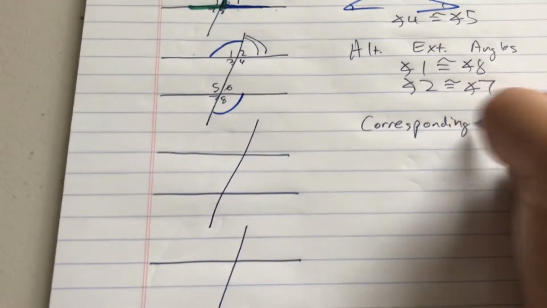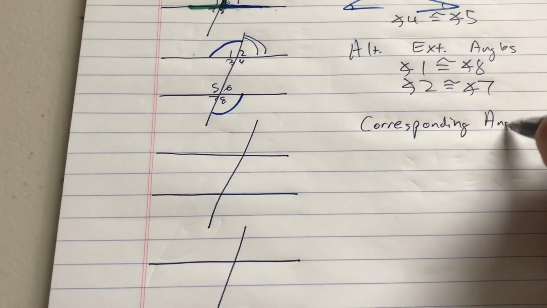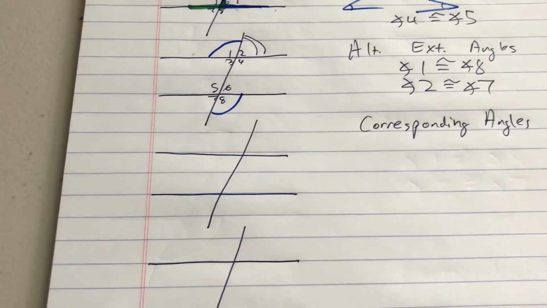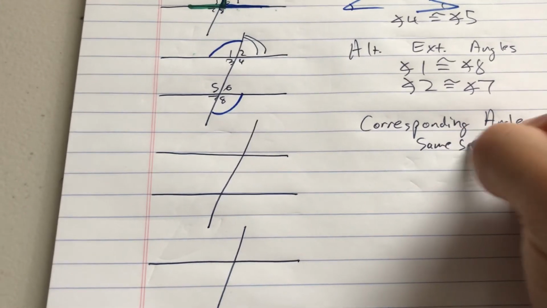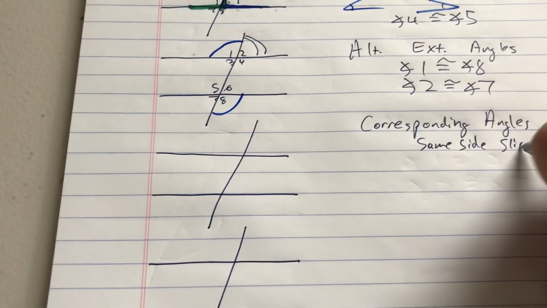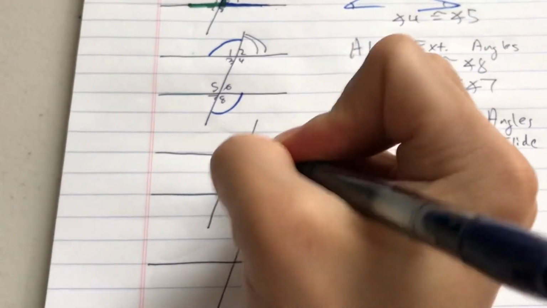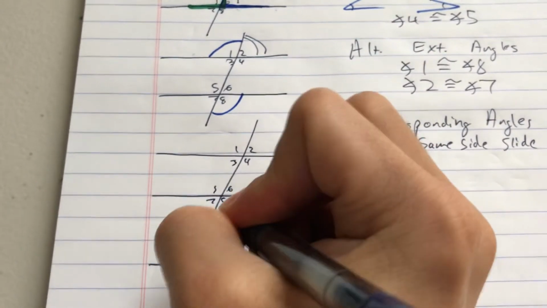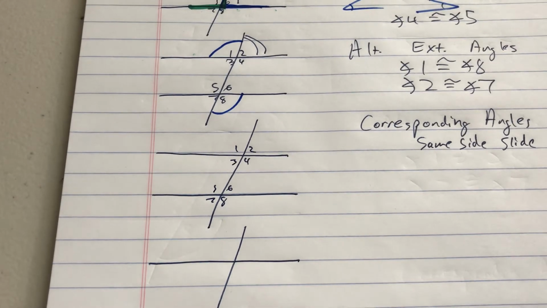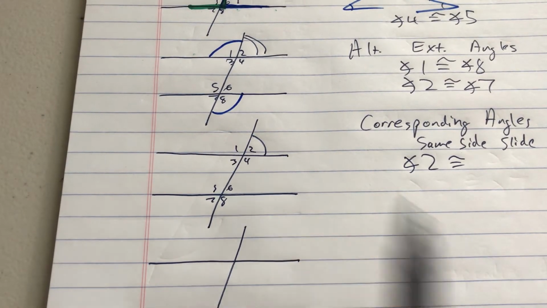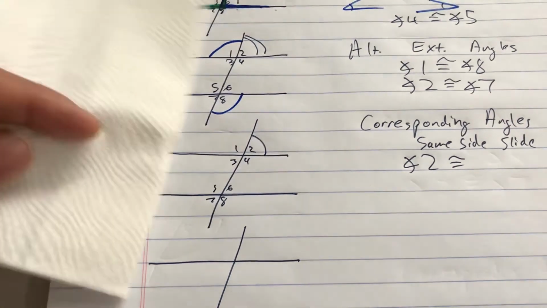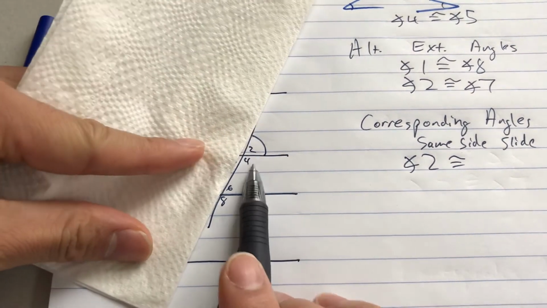Corresponding angles. Corresponding means matching, okay? But the way that I would like to think about it is same. They have to be on the same side, and they have to slide, okay? What am I talking about? 1, 2, 3, 4, 5, 6, 7, 8. Here we go. So corresponding means they have to be on the same side. If I'm looking at angle 2 right now, what is congruent to angle 2? Well, it's got to be on the same side, so you could take something and cover this up. It's either going to be 4, 6, or 8.